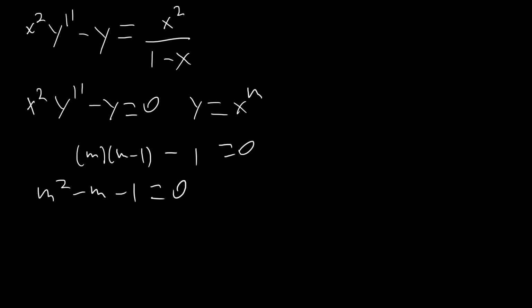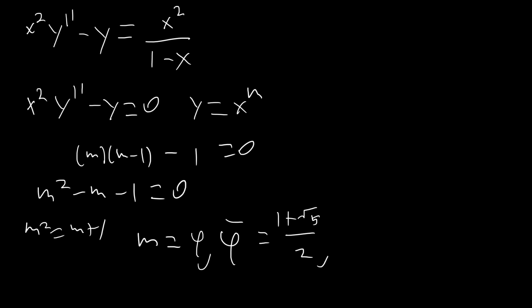And the solutions to this equation are very well known. You can use the quadratic formula, or notice that this actually denotes the relation m squared equals m plus 1, meaning that the solutions to this equation are actually the golden ratio. So that's phi, which is 1 plus square root 5 over 2. The other solution is called phi bar, which is 1 minus square root 5 over 2, and those are our two solutions.